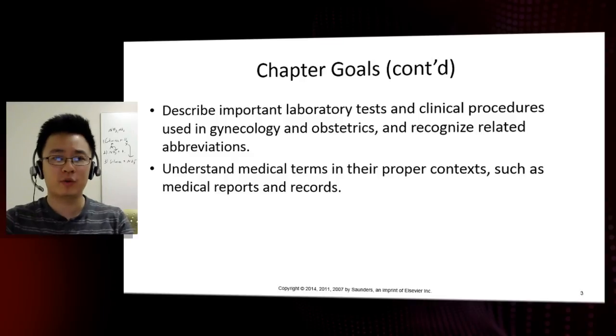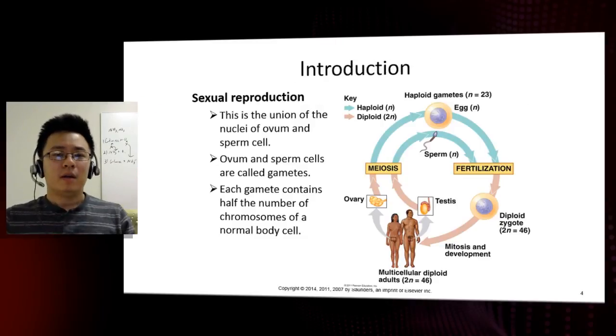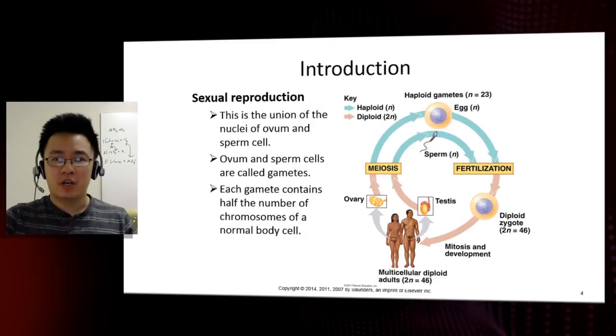We're also going to describe important laboratory tests and clinical procedures used in gynecology and obstetrics, and recognize related abbreviations and understand medical terms in their proper context, such as medical reports and records. Sexual reproduction results in the union of the nuclei of ovum and sperm cells.